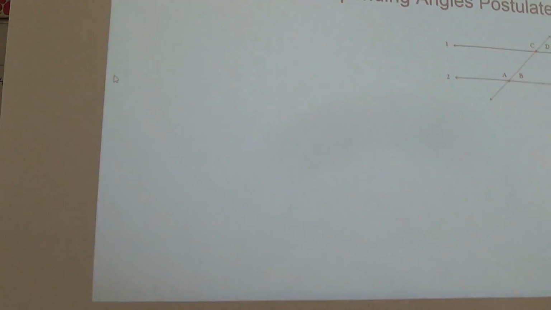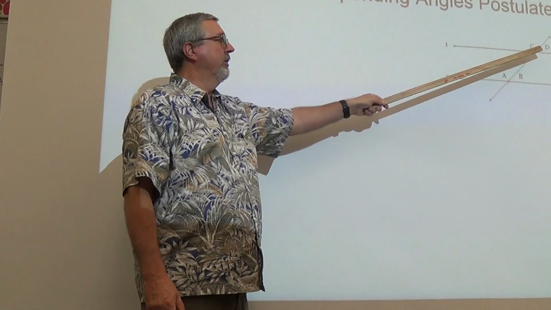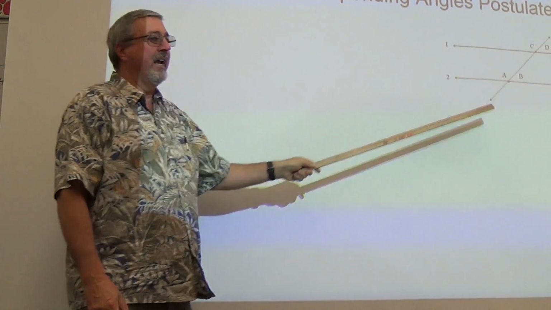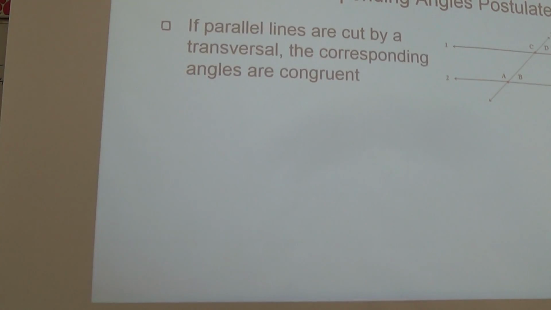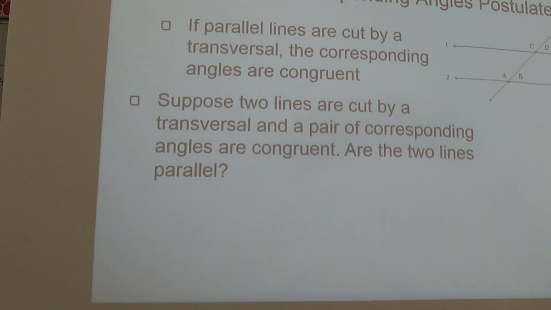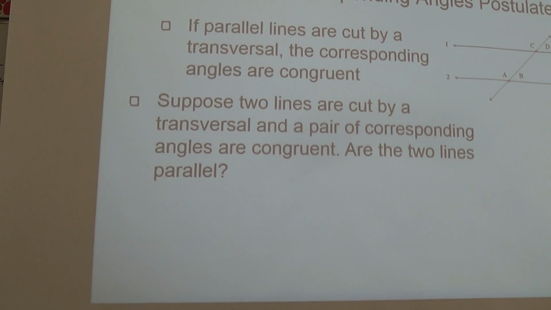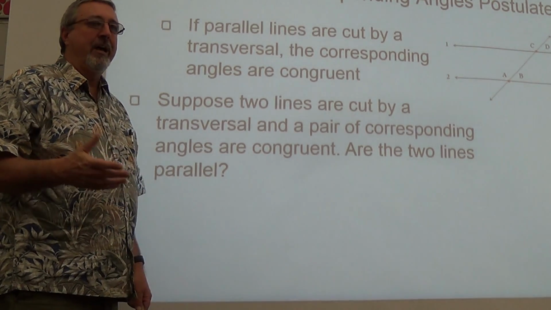So think back and write out what is the corresponding angles postulate, right? Corresponding angles postulate says if two parallel lines are cut by a transversal, then the corresponding angles are congruent, right? Corresponding angles would be D and B, C and A. If parallel lines are cut by a transversal, the corresponding angles are congruent. Suppose the two lines are cut by a transversal and a pair of corresponding angles are congruent. Are the two lines parallel? And the answer with that would be yes, they would.